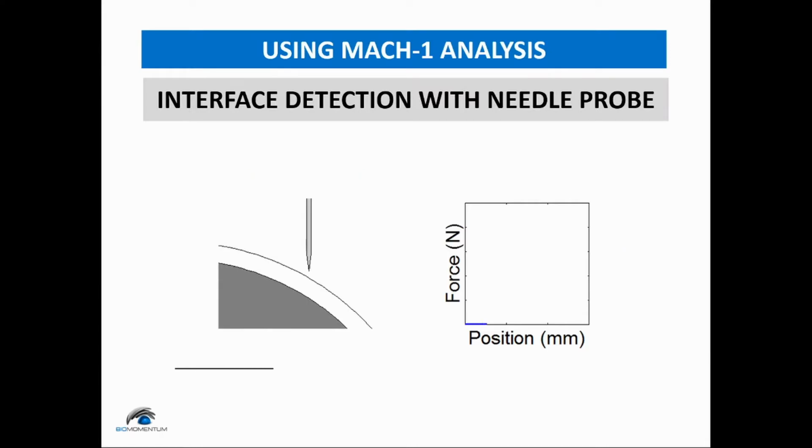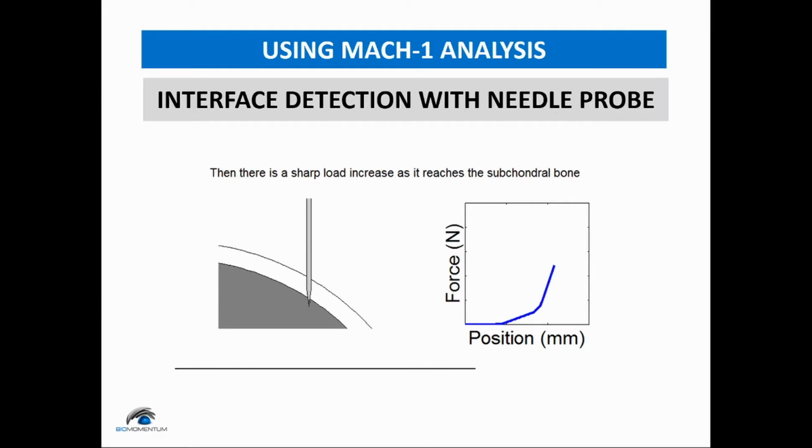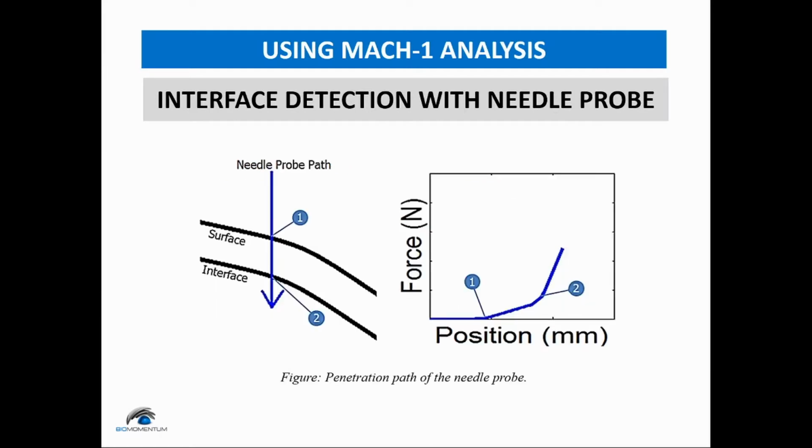The needle probe measurement consists of moving the needle probe at a constant speed until it penetrates the surface of the sample and stops inside the interface. The difference between the position of the surface, that is the position where the load starts to increase, and the position of the interface where there's a sharp increase in the load, corresponds to the vertical thickness.